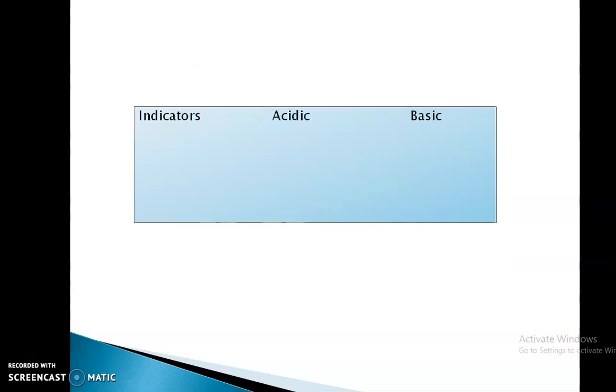So let's study the indicators again. We are using different types of indicators. First one, which is a synthetic indicator, phenolphthalein. Phenolphthalein is colorless, and when it is added to an acidic solution, it remains colorless, but when it is added to a basic solution, it turns into a slight pink color. And methyl orange, which is red in color, when it is added to acid, it will remain red, but when it is added to a basic solution, it turns into yellow color.